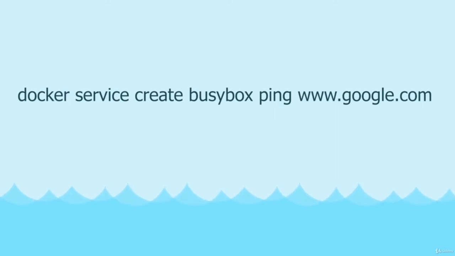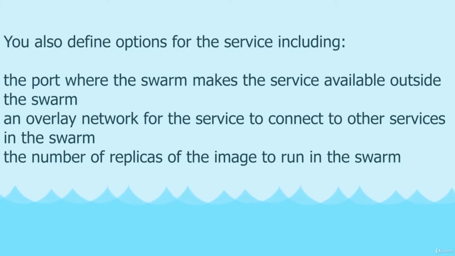You can also define more options while creating services, like the port where the Swarm makes the service available outside the Swarm. Suppose you want to execute any kind of task outside the Swarm, then you need to provide the ports. You have to do port mapping. We will also do a lot of stuff like port mapping and other things later on in the series. Other than that, you can also add the number of replicas of that image to be run in the Swarm. Suppose you want to run this ping in 5 containers, then you need to provide the replicas flag.